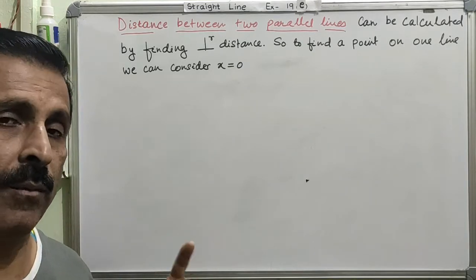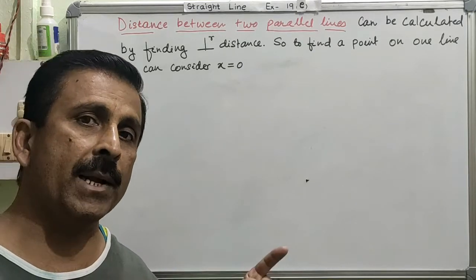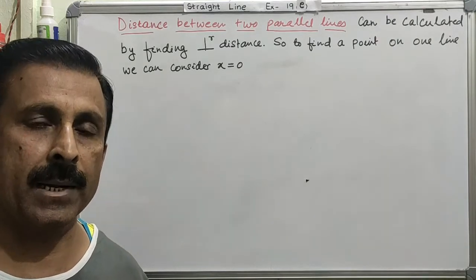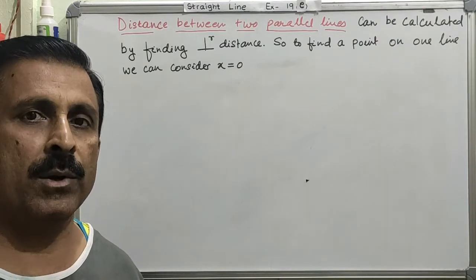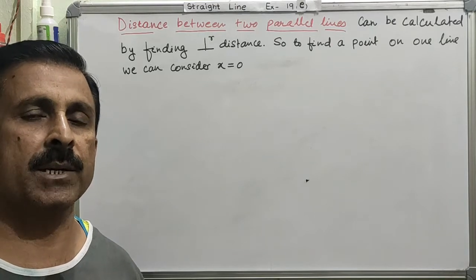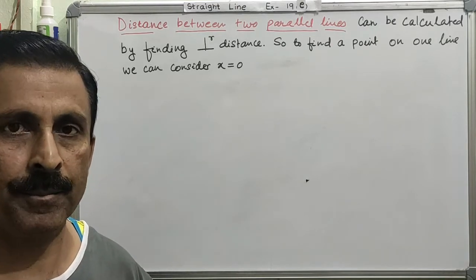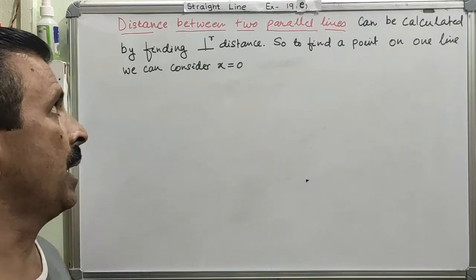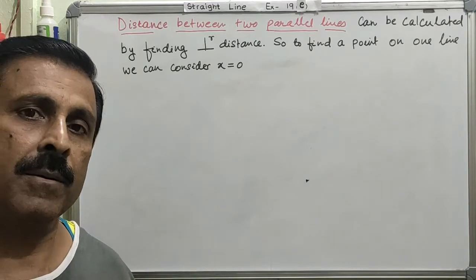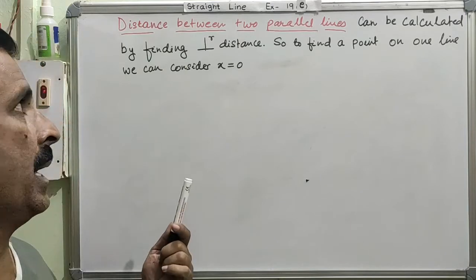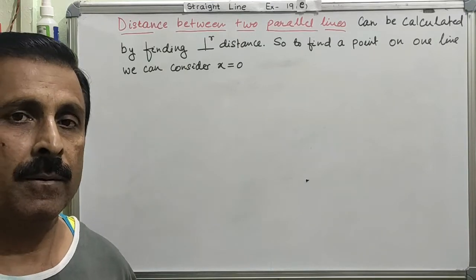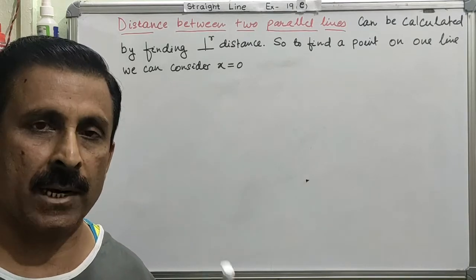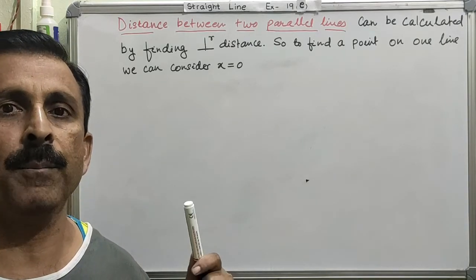In the previous video, we calculated the perpendicular distance of a point from a line. Now in this video, we are going to calculate the distance between the two parallel lines. Clear? So let us see how we can do this. We will use the same principle, right? And to use the same principle, we need the equation of a line in the general form and the coordinate of a point.